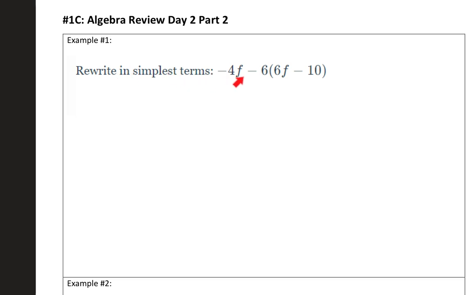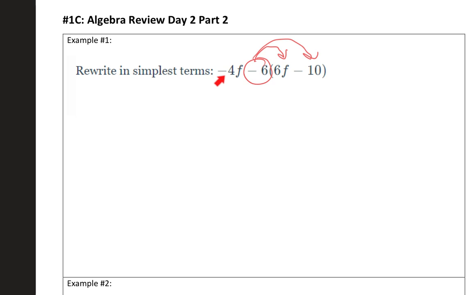It says rewrite in simplest terms. Now, if we notice, there's no equal sign, right? So we're not solving, we are just rewriting this. So we remember with our distribution that what this parentheses means is we're multiplying this outside times the whole thing. Now, the first thing is remember that it is a -6, right? It's not just a +6, and we can draw our arrows here. We're going to multiply it times each of those.